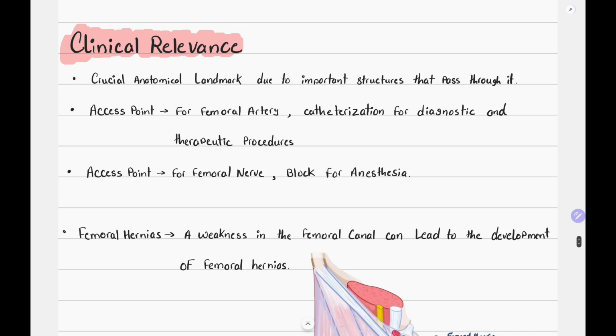The femoral triangle serves as an access point for the femoral artery, as the femoral artery can be catheterized for diagnostic and therapeutic procedures. The femoral triangle also acts as an access point for the femoral nerve. The femoral nerve is blocked for anesthesia purposes. Whenever you are operating on the lower limb or doing any procedures on the lower limb, you give anesthesia on the femoral nerve.